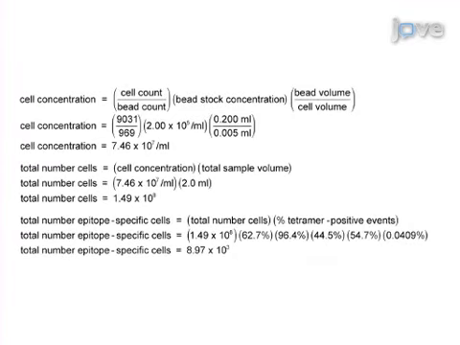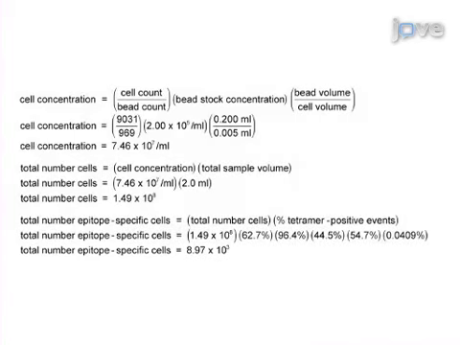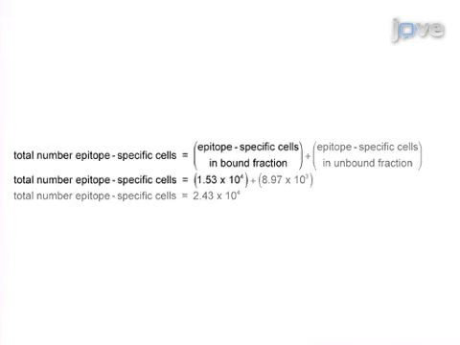For example, in the representative immunized mouse unbound cell fraction, the total number of epitope-specific CD4 positive T cells was 8.97 × 10 to the 3rd. Thus, by adding the numbers in the bound and unbound fractions, there were 2.43 × 10 to the 4th total epitope-specific CD4 positive T cells in the whole immunized mouse sample. Indeed, if the epitope-specific cell expansion is sufficiently robust, the enrichment process can be skipped.